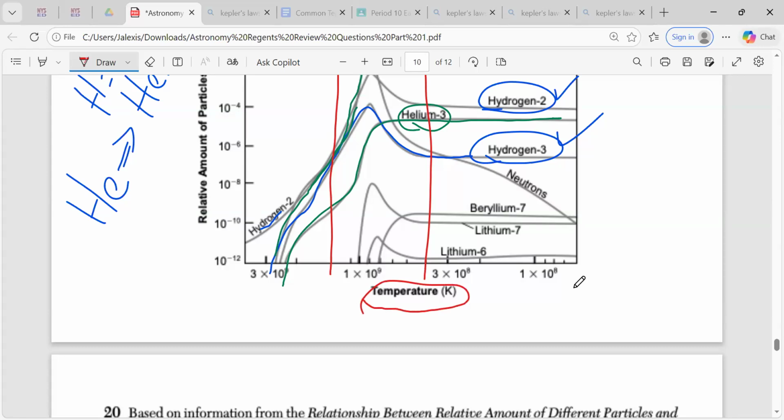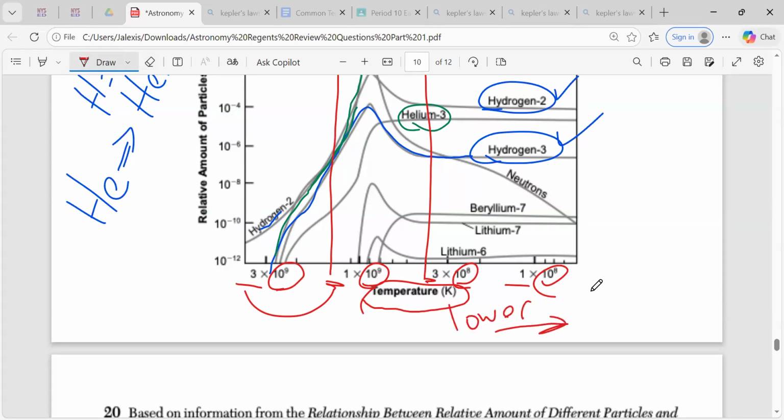It goes from, I don't know if people can even see this, 10 to the 9, 10 to the 9, and 10 to the 8, 10 to the 8. Then it goes from 3 to 1, and immediately when it goes from 10 to the 8, 3 to 1. So the temperature is getting lower as you're moving to the right.